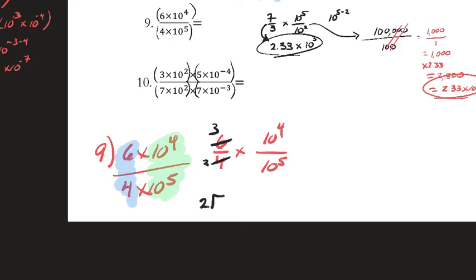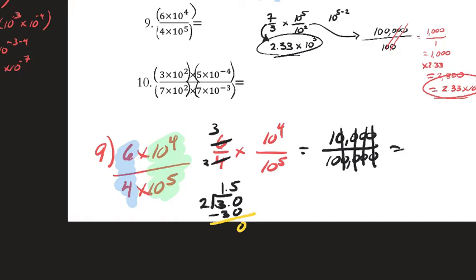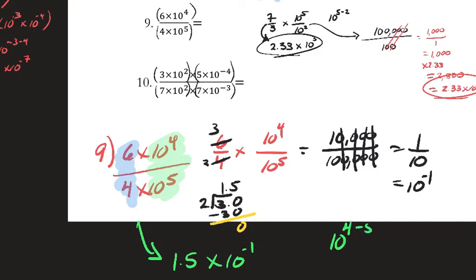And 2 goes into 3, 1.5 times. And so you get 1.5 from those. But also 10 to the 4th would be 10,000 over 100,000, 10 to the 5th. Cross out the zeros, and now you get 1/10, which is the same as 10 to the negative 1st. So the answer here is 1.5 times 10 to the negative 1st. You could also take 4 minus 5 and do that, and it's -1, however you want to look at it.